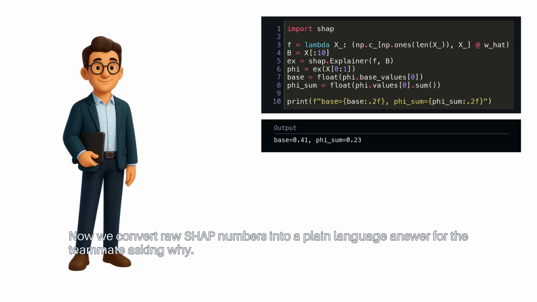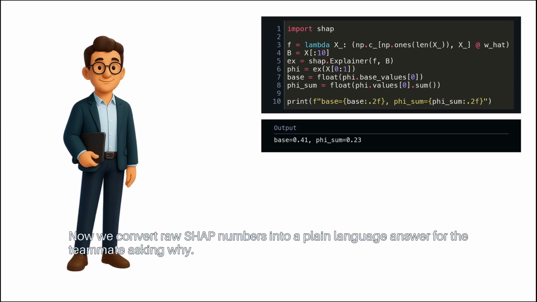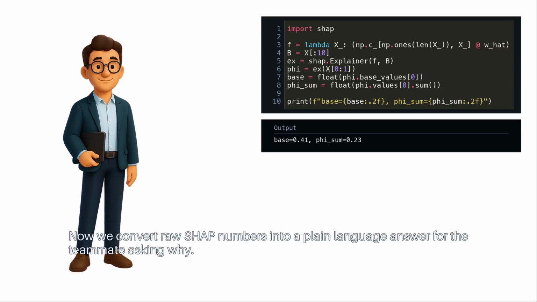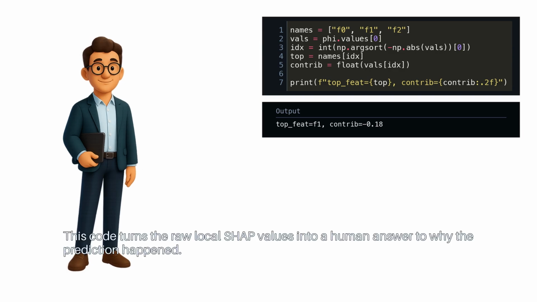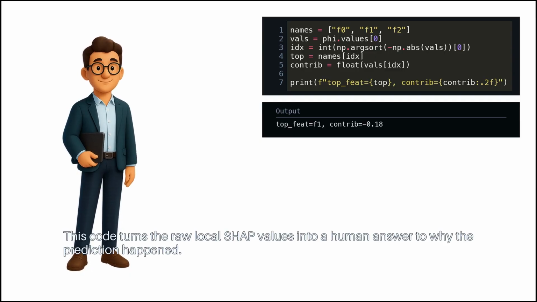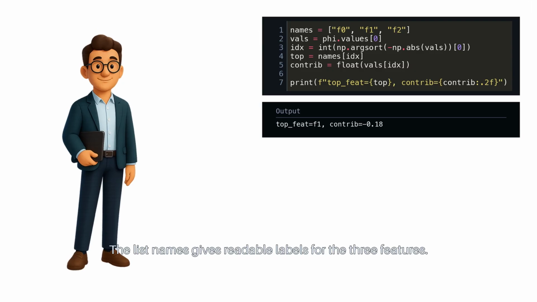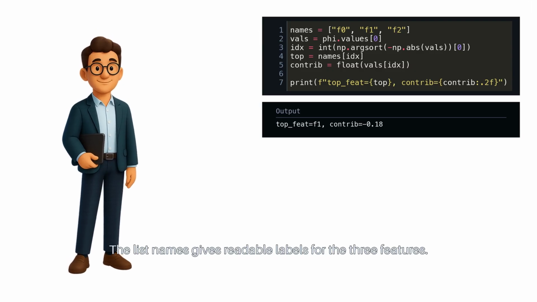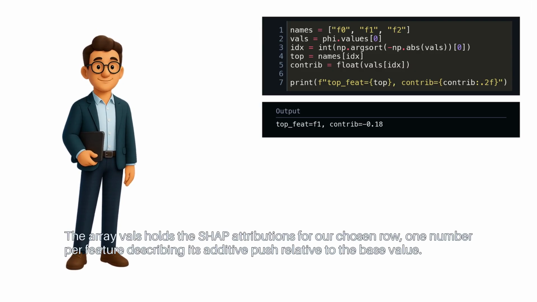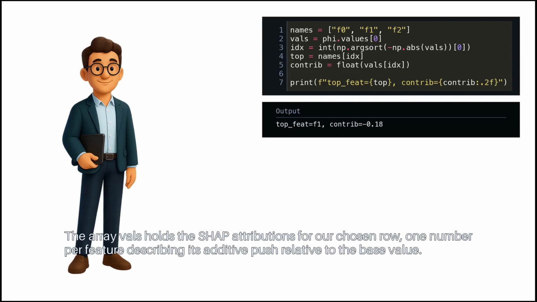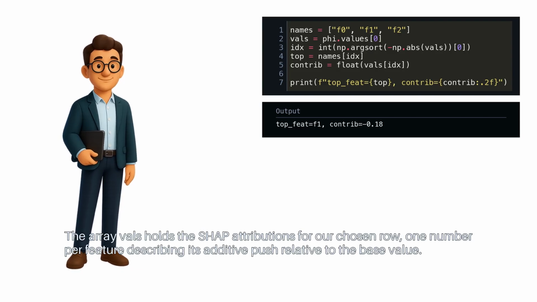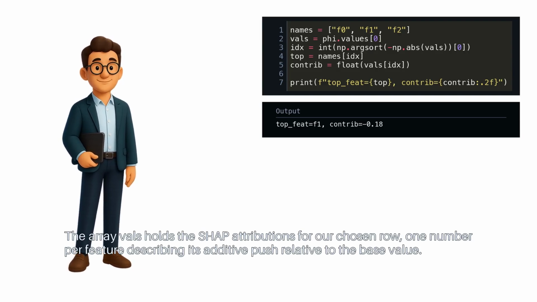Now we convert raw SHAP numbers into a plain language answer for the teammate asking why. This code turns the raw, local SHAP values into a human answer to why the prediction happened. The list names gives readable labels for the three features. The array vals holds the SHAP attributions for our chosen row, one number per feature describing its additive push relative to the base value.